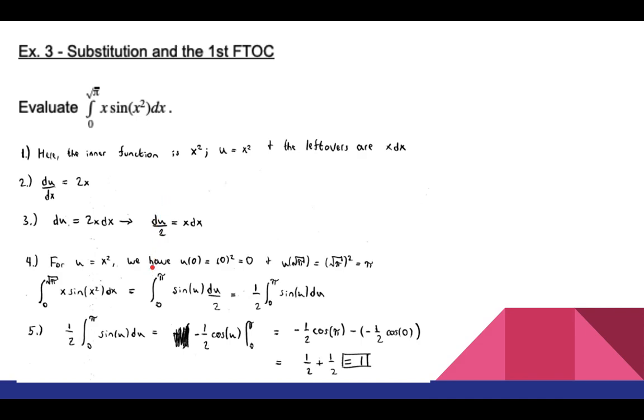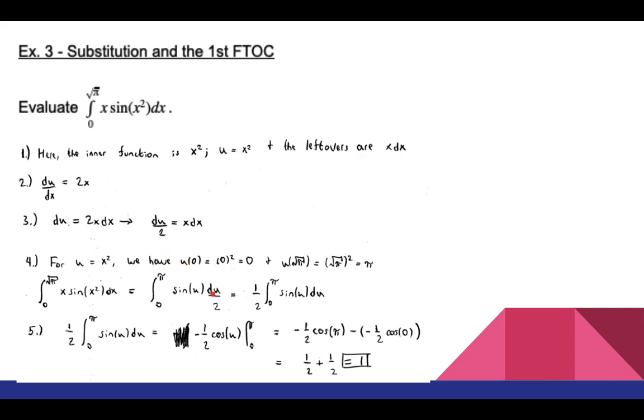Next, we need to set up where our new lower bounds and upper bounds are, okay? So for u equals x squared, our new lower bound is going to be u of 0 equals 0 squared equals 0. And we're going to have u of square root of pi equals square root of pi squared, which gives us just pi. So as a result, our integral is going to become 0 to pi. We replace our lower and upper bounds with 0 and pi, okay?